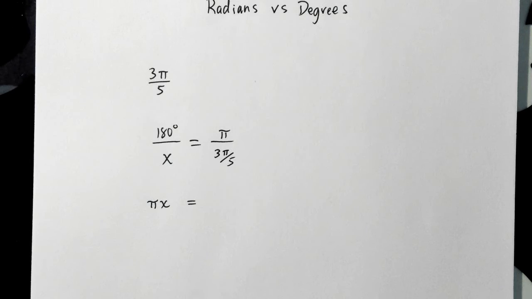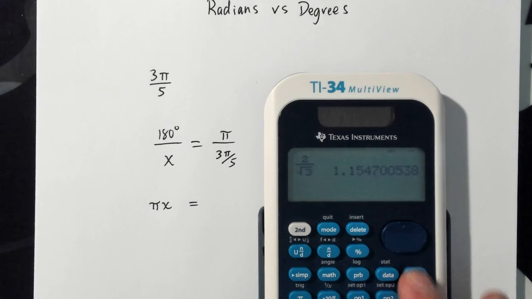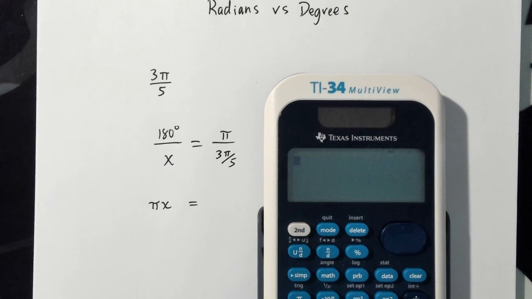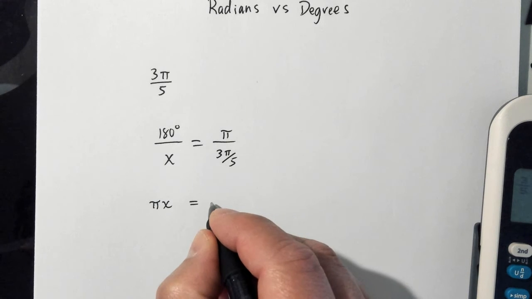pi times 180. So what you're going to do is ignore the pi. Now on your calculator, you're just going to go 3/5 times 180. Fraction button right there. 3/5, which we all know is 0.6, but let's pretend we don't know that. Times 180. Bam. 108. So you get 108 pi.